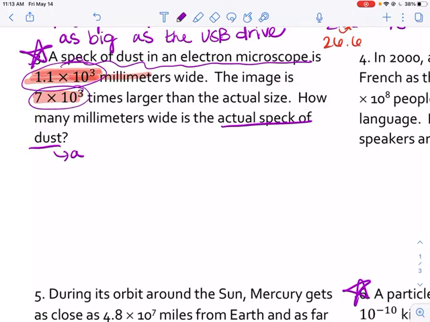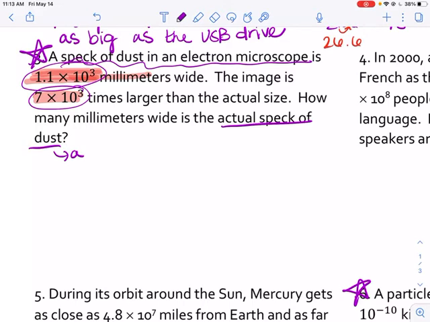And hopefully that makes sense, because 10 to the 3rd millimeters is 1,000 millimeters. And if you had a speck of dust that's 1,000 millimeters wide, that is the grossest speck of dust I've ever seen. It's no longer a speck. It's just a straight up dirt clod.